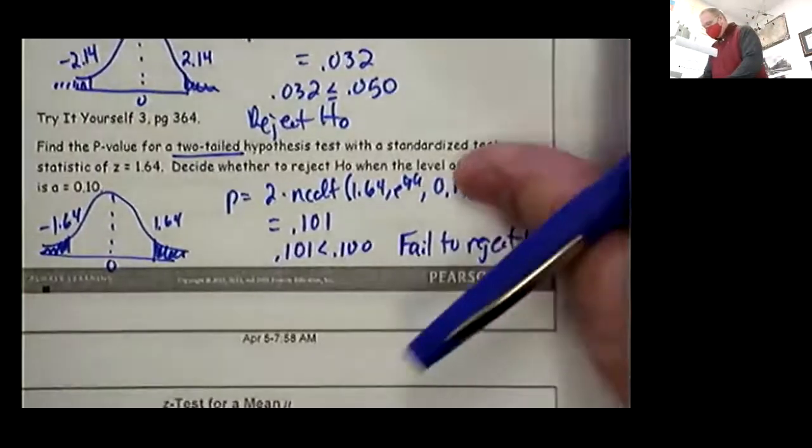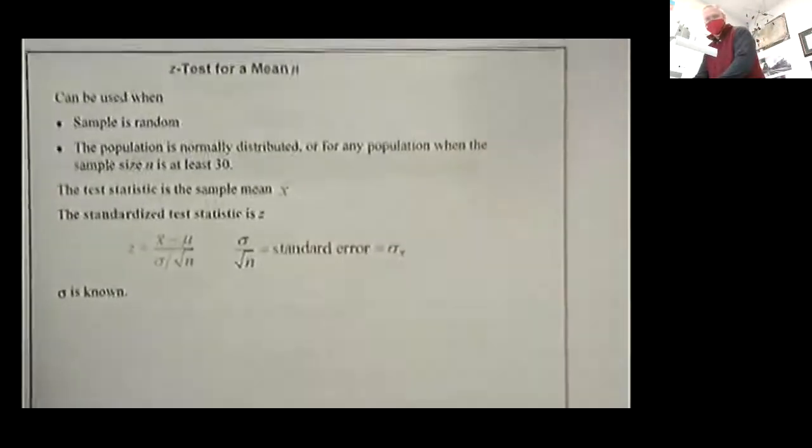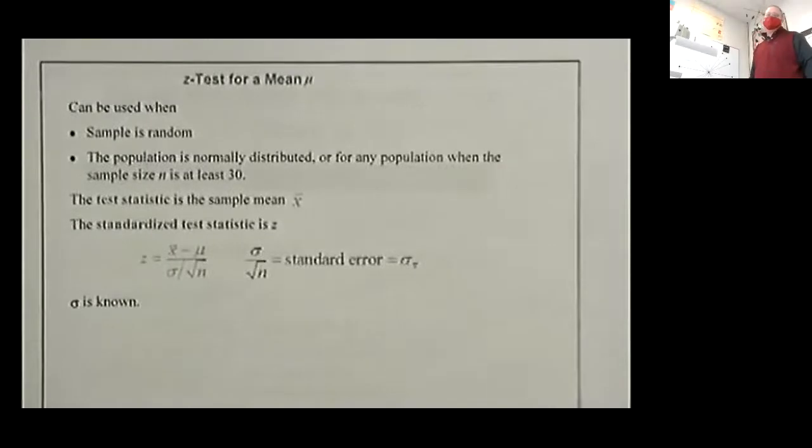Okay, so we're going to look then at the whole thing. The whole thing is called the z-test for the population mean. When can this be used? It can be used when the sample is random, the population is normally distributed, or for any population when n is greater than or equal to 30. That's our central limit theorem.